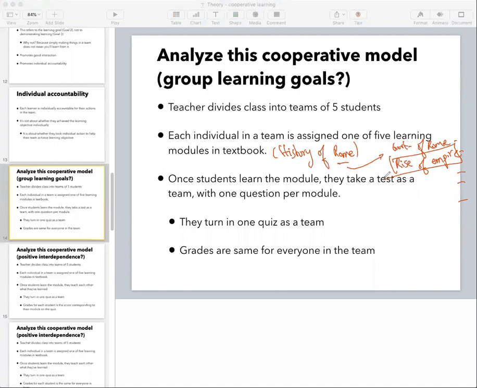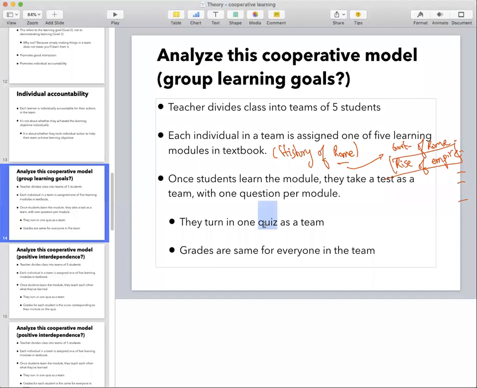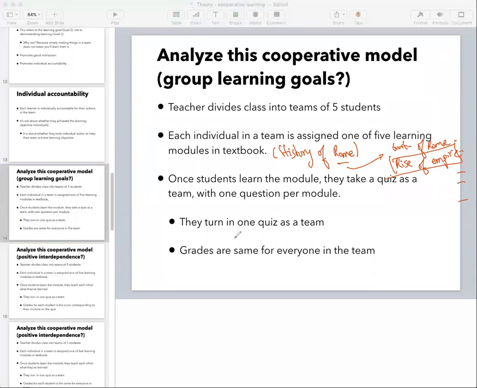They go off, learn the module, then they take the test as a team, and there's one question per module on that test, right? So they turn in one quiz as a team, and by quiz I really mean test here, right? So in fact, let's change this to a quiz. Okay, they take a quiz together, they turn in the quiz together, and at the end of it, the grades for everybody on the team are the same. That is the grades of whatever they turned in as a quiz. Now, is this cooperative learning at all? Pause this video here and answer yes or no, and then continue watching.